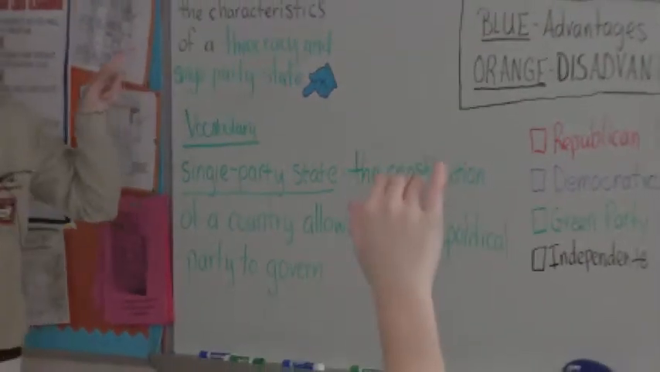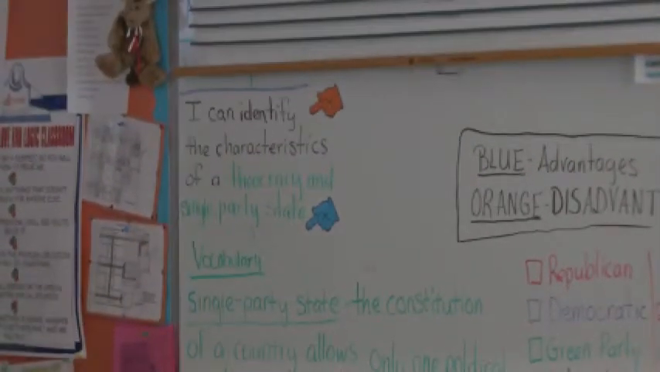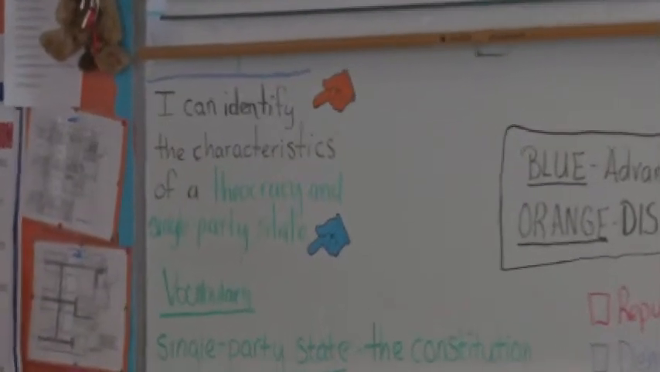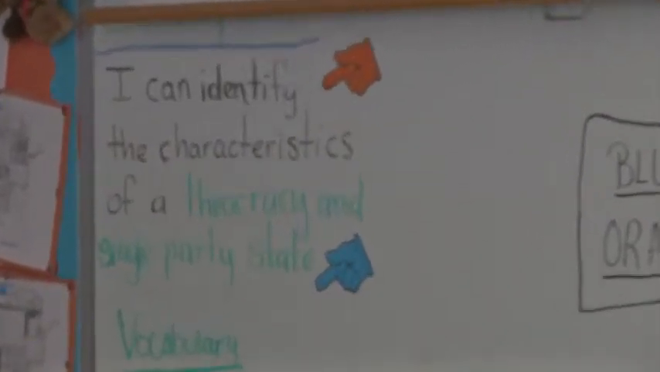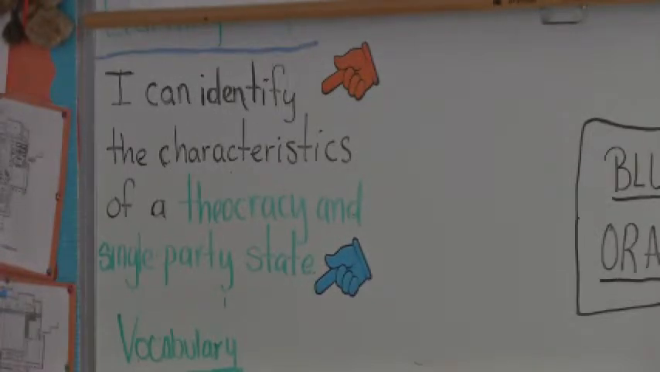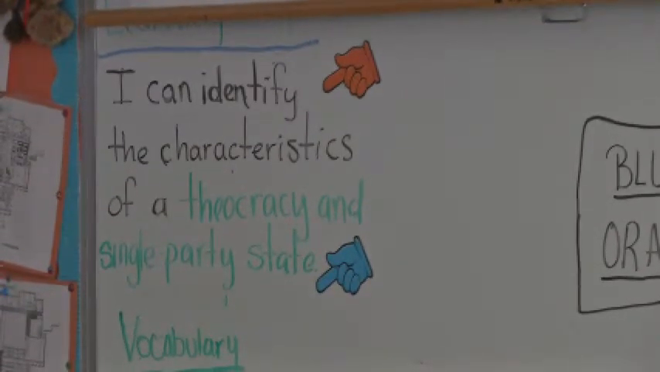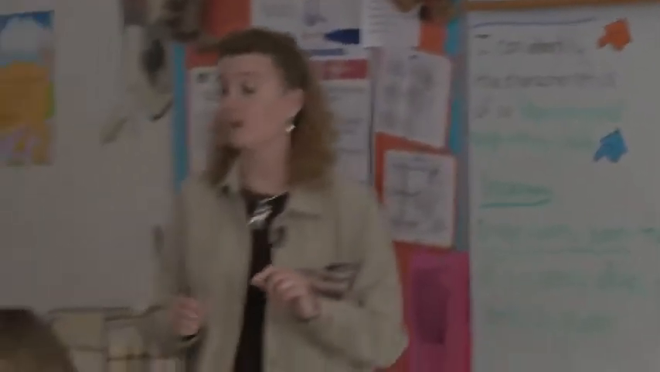All right, our learning target today. Go ahead, Kylie. I can identify the characteristics of a theocracy. That's what we're going to start with. Theocracy and single party state. Okay. All right, first we're going to review really quick the different governments that we've learned.